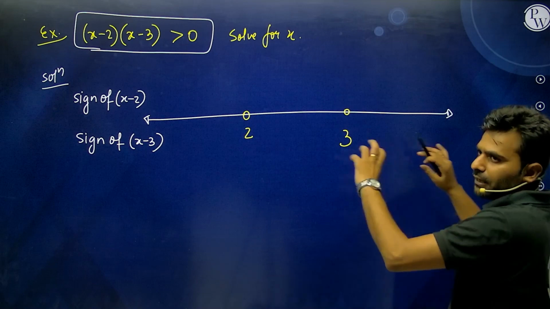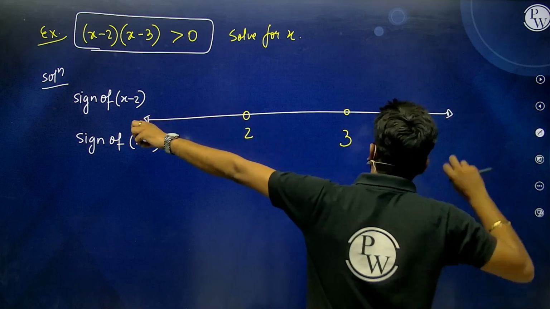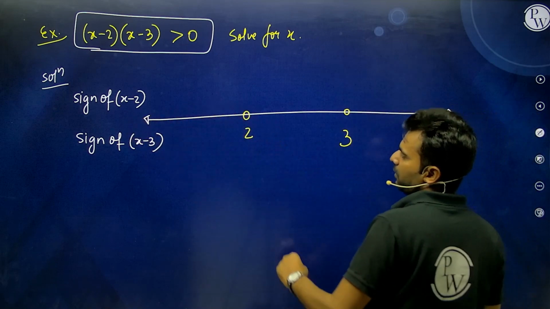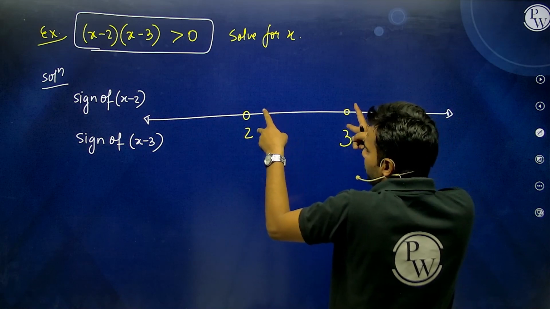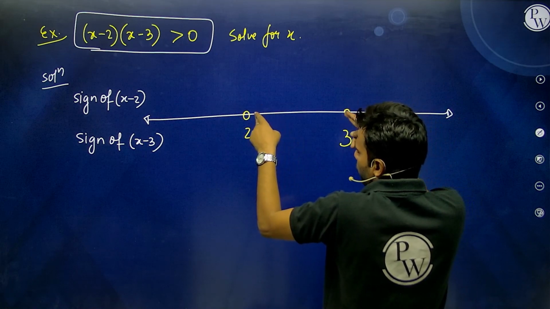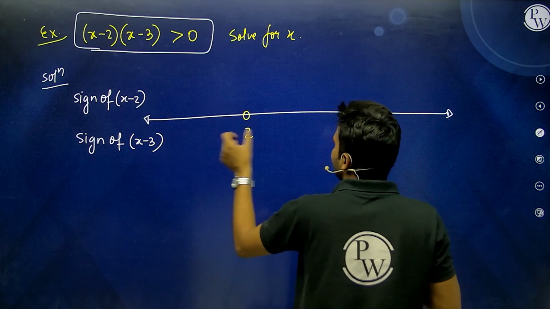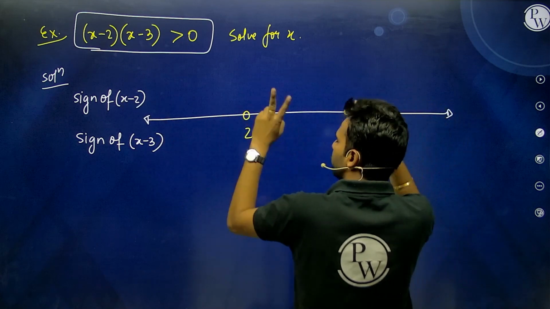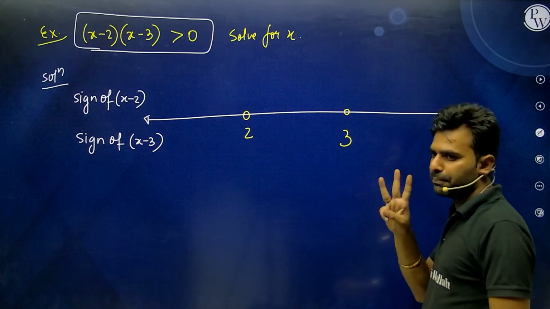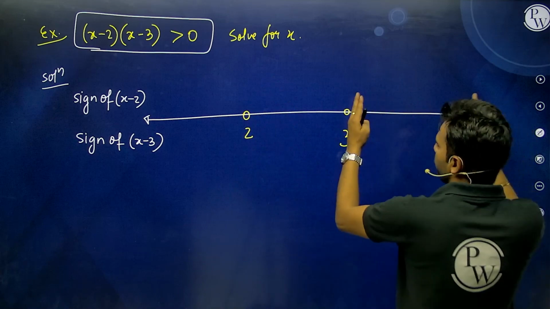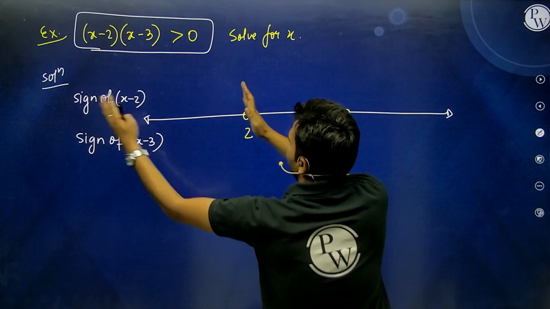Now, I have taken a number line. The number line goes from minus infinity to infinity. Okay, and I'm cutting the number line at these 2 points. Why at these 2 points? Because this thing is equal to 0 at x equal to 2 and this thing is equal to 0 at x equal to 3. That's why I'm cutting the number line at these 2 points. So I have 3 portions: one is 3 to infinity, another is 2 to 3, and another is minus infinity to 2.